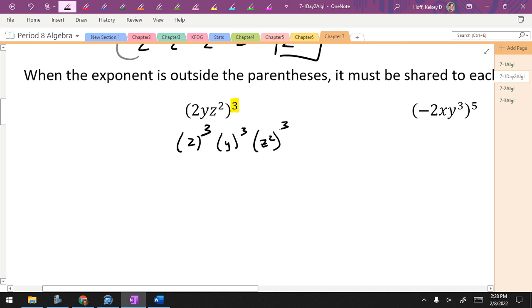That 2, oh God, what's the name of that? It's like a vocab word. The number out front. Coefficient, very good.